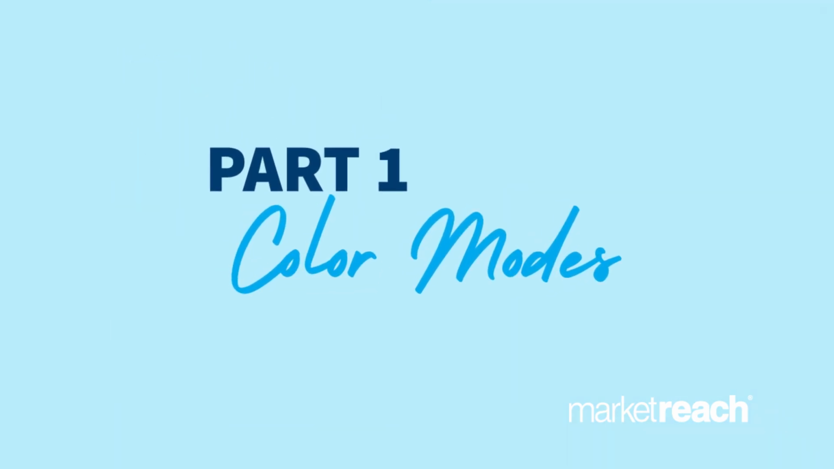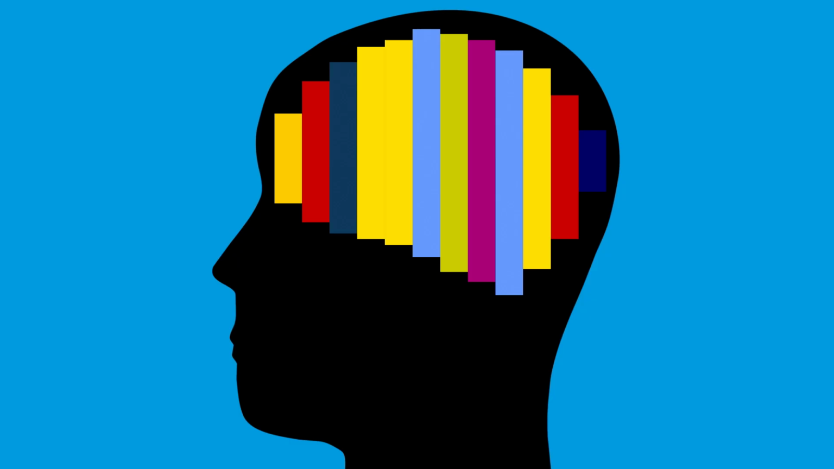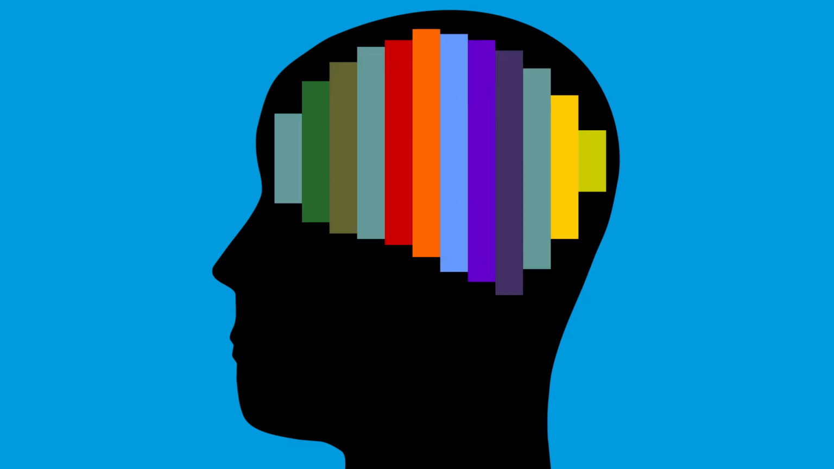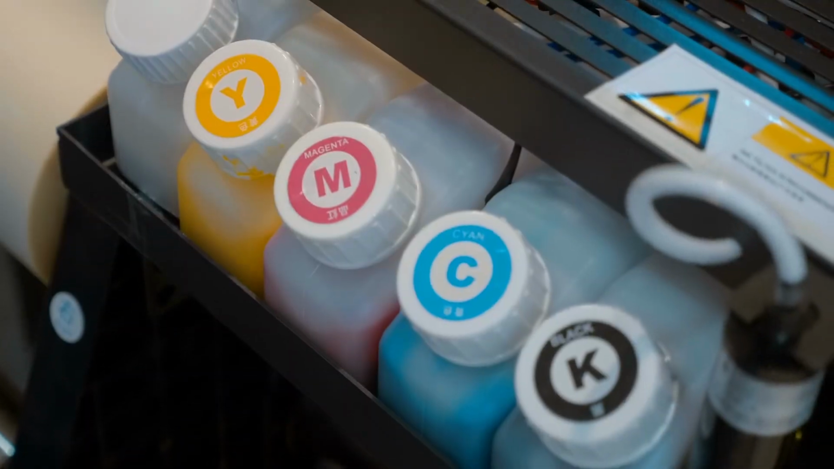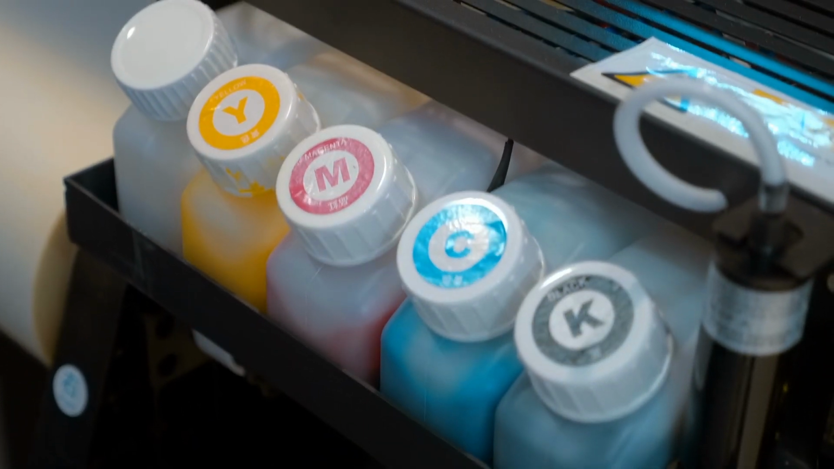Part 1. Color modes. Color helps us define a brand identity, and the right colors can even provide an emotional connection to your customer. Understanding the differences among color modes is important. Here are 3 you should know. Each color mode is unique and provides a slight variation.